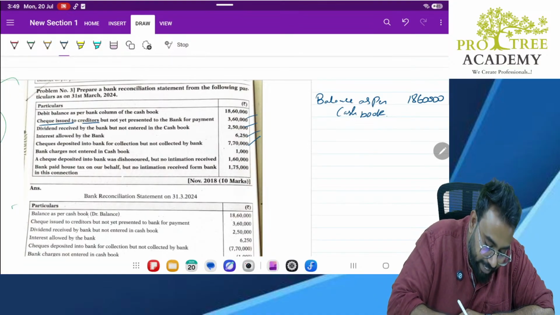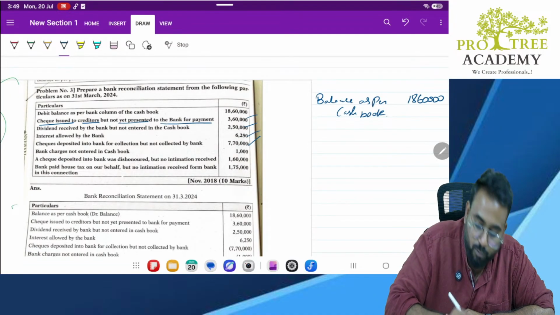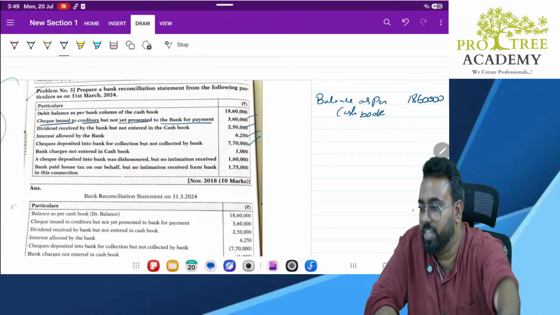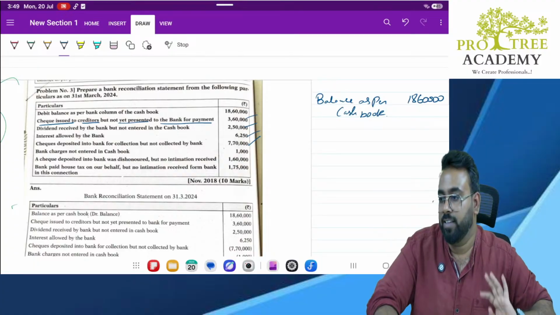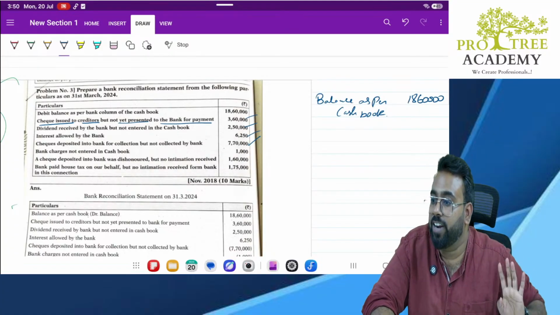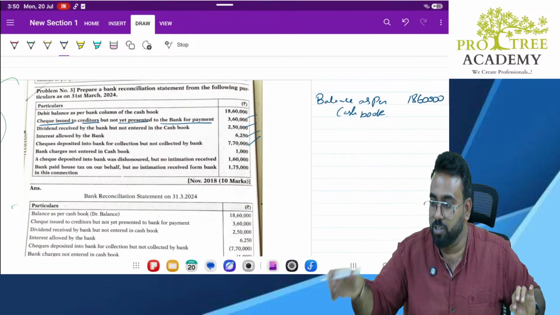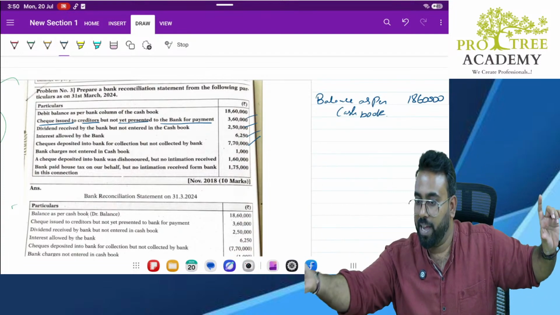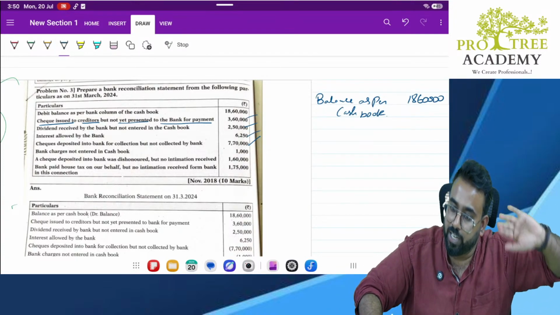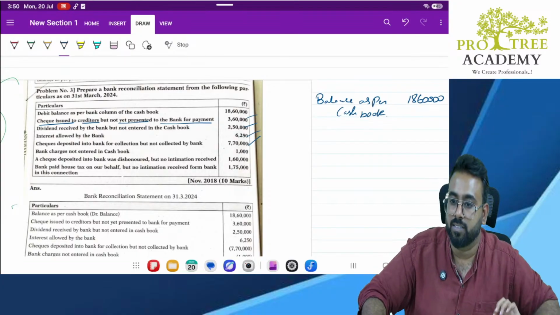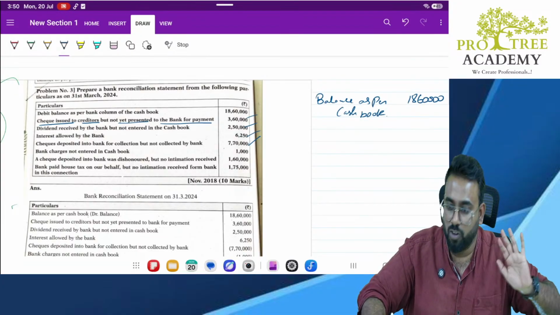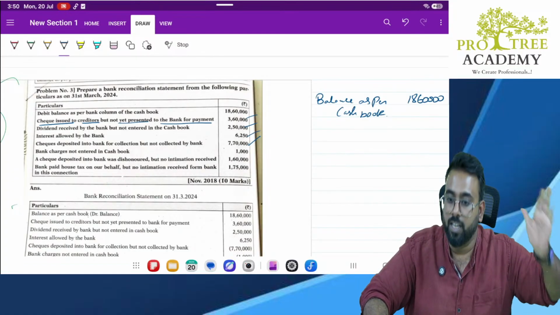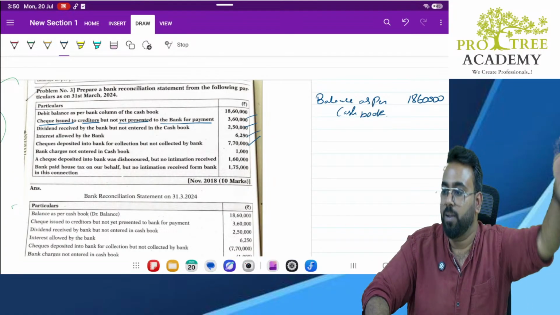Check issued to creditors but not yet presented to the bank for payment. Sir, listen to me. I have given the check. The moment I give the check, I will record it as payment. But the bank has not yet recorded it. So that means the bank has not reduced the balance, but my balance is already reduced. Now I have to follow the bank. Correct or no? So now I need to add it back. I have reduced already. I should not have reduced, because the bank has also not reduced. So I reduced it to rectify it. Now I will add it back.